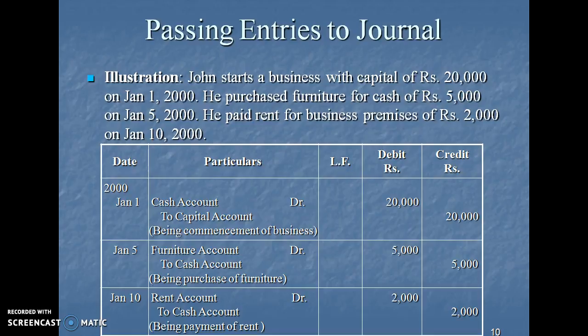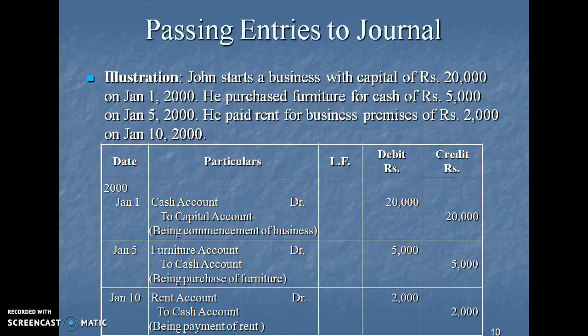Passing entries to the journal. I will give an example. John starts a business with a capital of rupees 20,000 on January 1st, 2000. He purchased furniture for cash of rupees 5,000 on January 5th, 2000. He paid rent for business premises of rupees 2,000 on January 10, 2000.